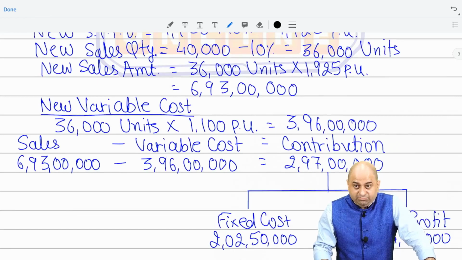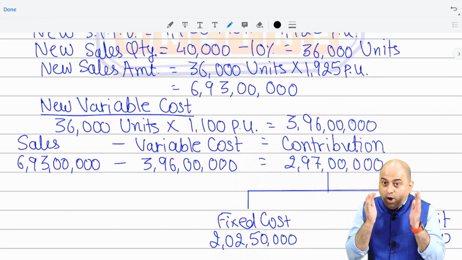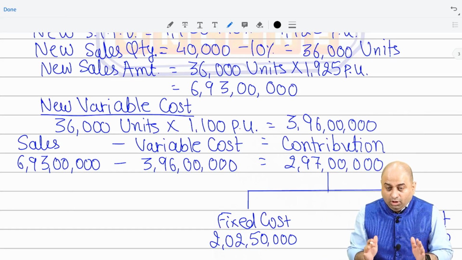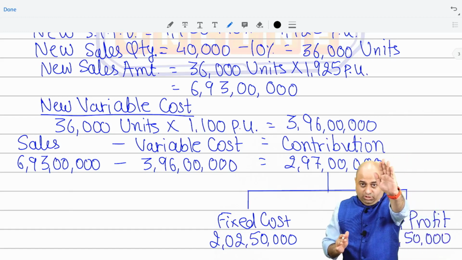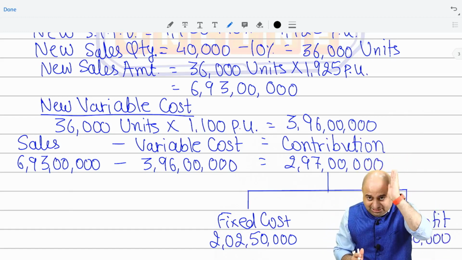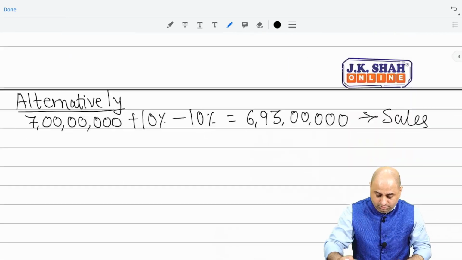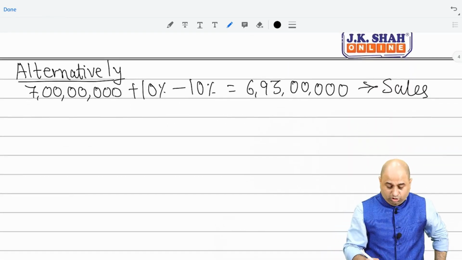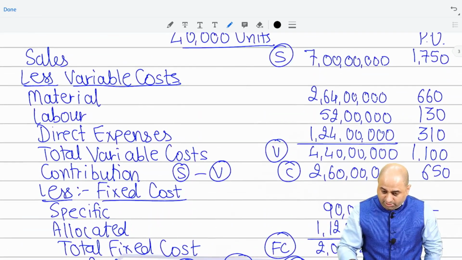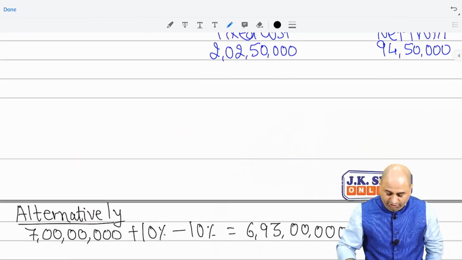Now, as far as variable cost is concerned, guys, this is very, very conceptual. Please try to understand. Please listen. For variable cost, your present total variable cost is 4 crore 40 lakhs.